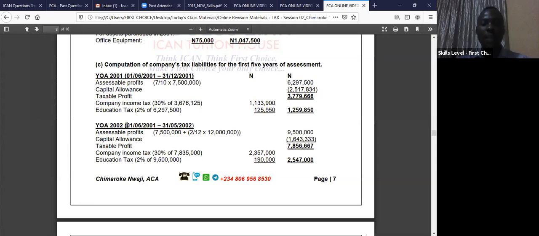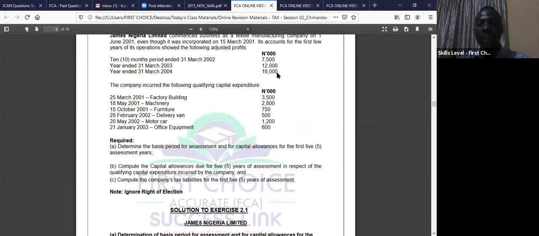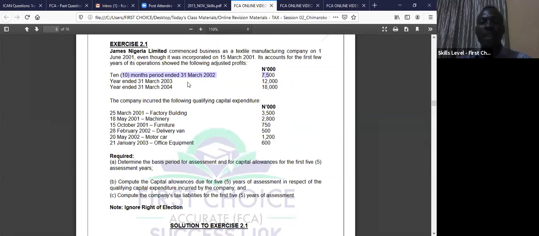The next year, our assessable profit is still starting from the same date, but this is a 12-month figure. But in our question, they gave us a 10-month figure, which is 7.5. We will get the remaining 2 months by doing 2/12 times this figure here.